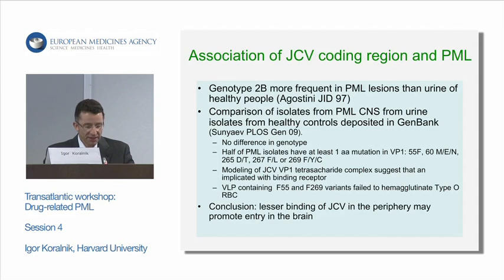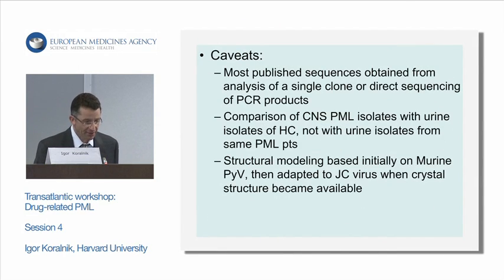the hemagglutination capability of JC virus has been well known for many years, and it has actually been used in a hemagglutination inhibition assay to detect who was seropositive for JC virus before the new ELISA assays were available. The conclusion of this paper was that lesser binding of JC virus in the periphery may promote its entry in the brain. So when you look at this data, I think it's interesting.